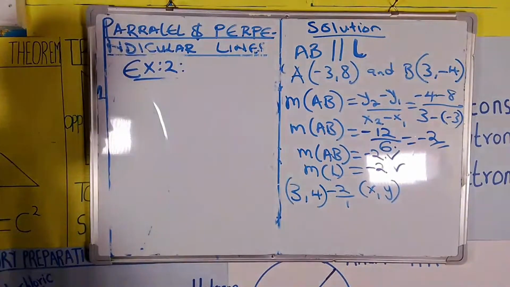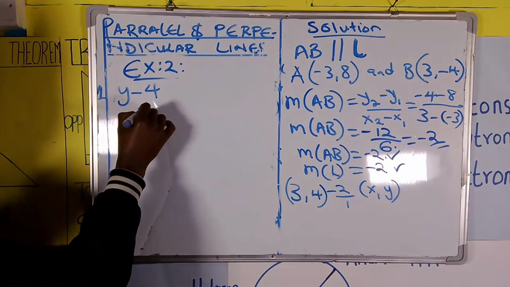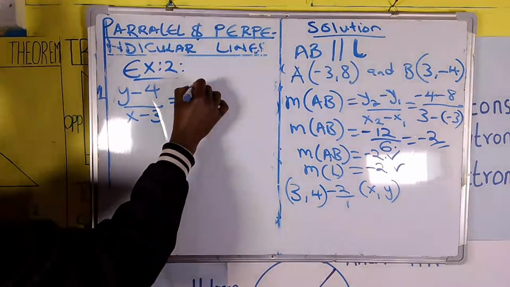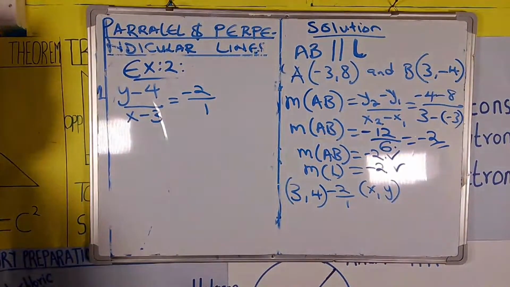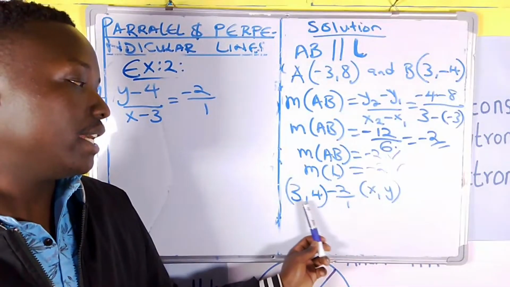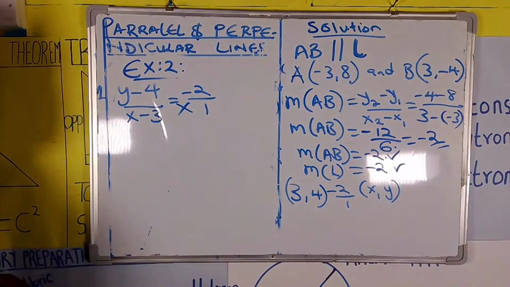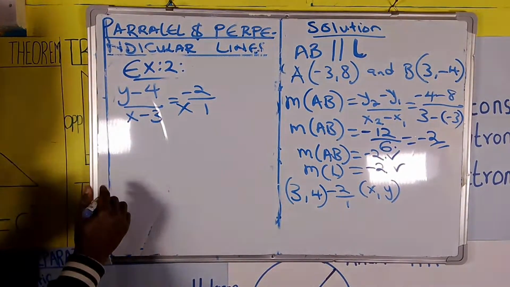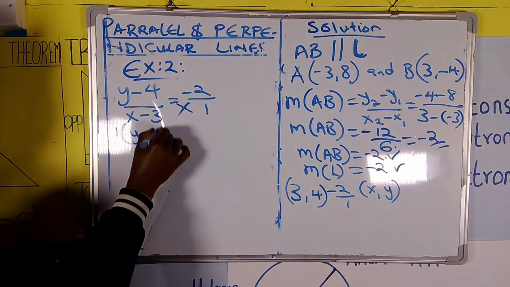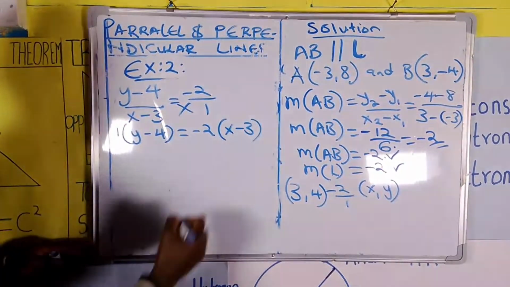For us to find the equation of the line, we will take y minus 4 over x minus 3 is equal to negative 2 over 1. That is change in y over change in x. Then we cross multiply, and we will have 1 multiplied by y minus 4 is equal to negative 2 into bracket x minus 3.